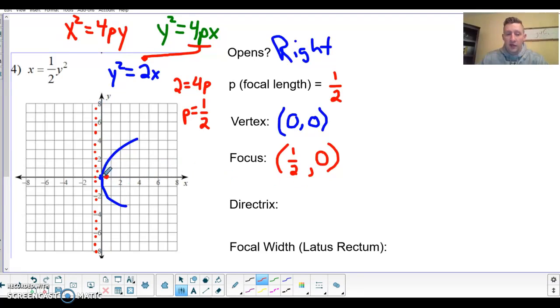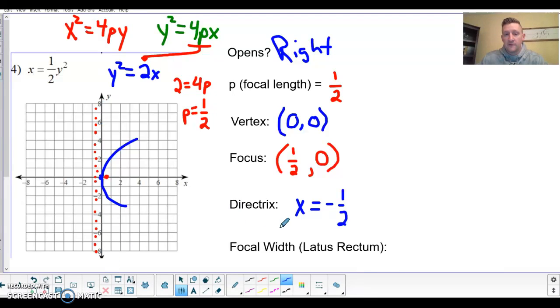So let's think about how I would label that. Well, a vertical line, which is what the directrix is in this case, is always going to be x is equal to something. So what is the x value of every point that's on this line? Well, because I went 1/2 unit to the left from the origin, negative 1/2 must be the x value of all of the points that are on this vertical line.